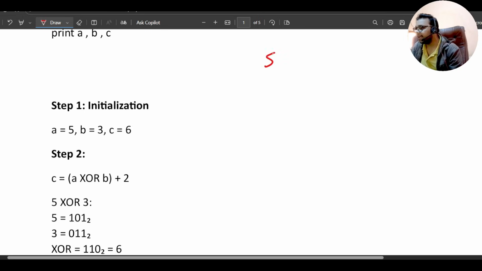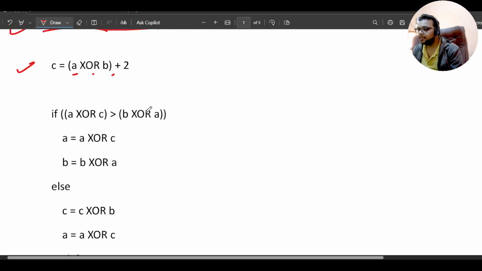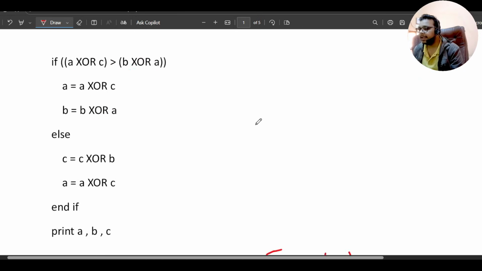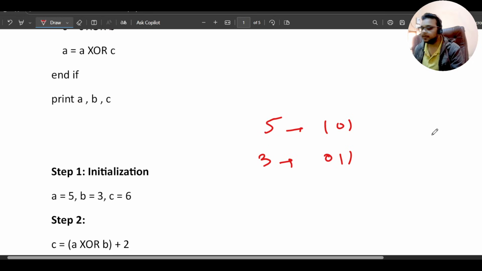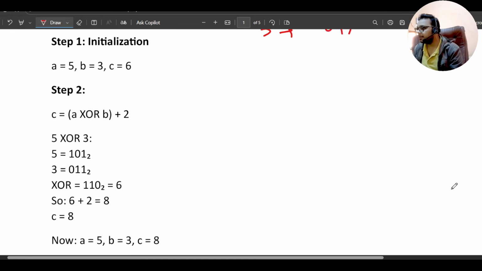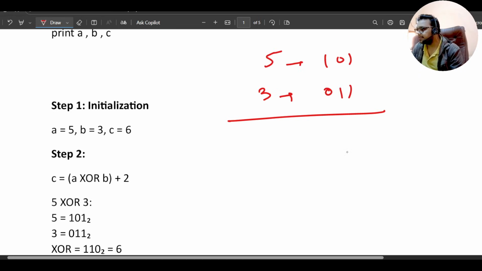5 in binary is 101 and 3 in binary is 011. Now, what we need to do is C equals A XOR B. So we need to perform XOR between them. 1 XOR 1 is 0, 0 XOR 1 is 1, and 1 XOR 0 is 1. So the final output we got is 110.